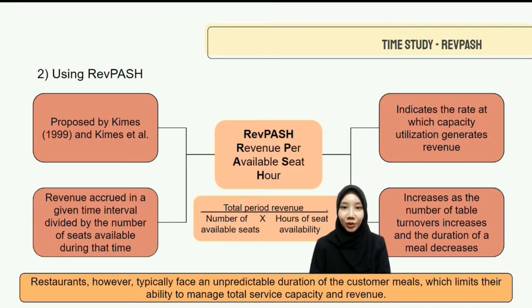The second point is using RevPASH, revenue per available seat hour. The formula is total period revenue divided by the number of available seats times the hours of seat availability. It indicates the rate at which capacity utilization generates revenue. It is the revenue earned in a given time interval divided by the number of seats available during that time. It also increases as the number of table turnovers increases and the duration of a meal decreases. Restaurants, however, typically face an unpredictable duration of their customer meals, which limits their ability to manage total service capacity and revenue.